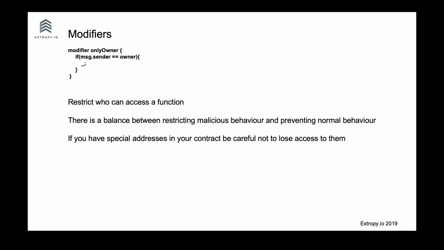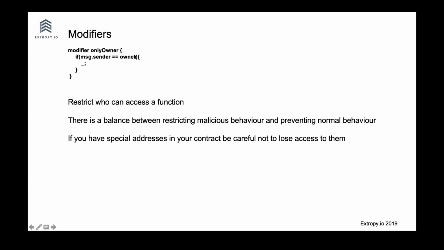And as I said in the first workshop, the way to think about modifiers is to think of them as wrappers around a function. And you can think of the function going in where you see the underscore here. So this one is saying if the message sender, so the person who is calling this function, is the same as the owner, then we're going to carry on and run the function. Otherwise, we just drop out.